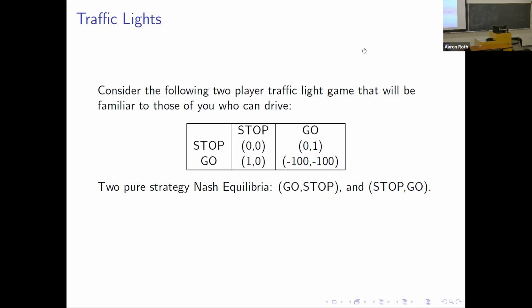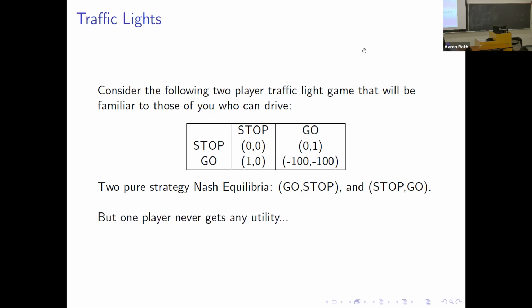It's an equilibrium because if I'm going and you're stopping, there's no oncoming traffic. I don't want to switch to stop. That'll just slow me down. And you don't want to switch to go. That'll lead to a collision. The situation can be reversed as well since everything's symmetric. So there are two pure strategy Nash equilibria: I go, you stop, or I stop, you go.